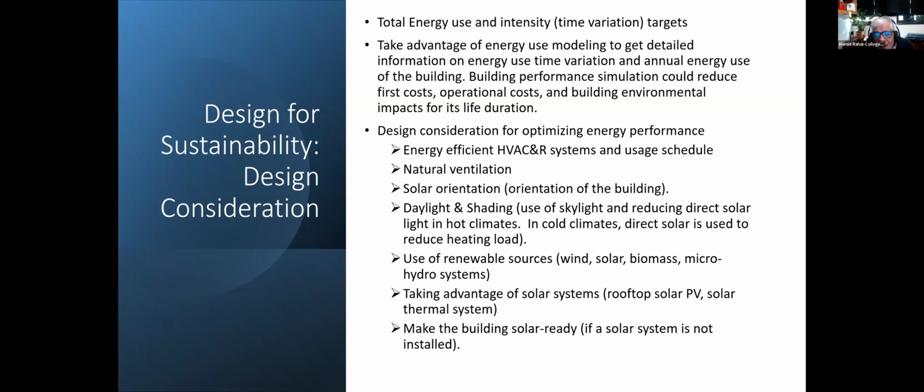And making the building solar ready if a solar system is not installed. So if it's costlier at the beginning, or you don't have any budget to put solar on the top, but you want to have it solar ready, then in the future, when you want to install, you don't have that issue. You don't have to do any kind of mitigation of the roof or system, assembly or connections to install a solar system. So these are some of the parameters or design considerations.